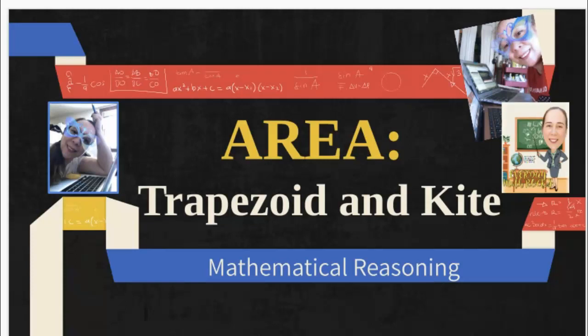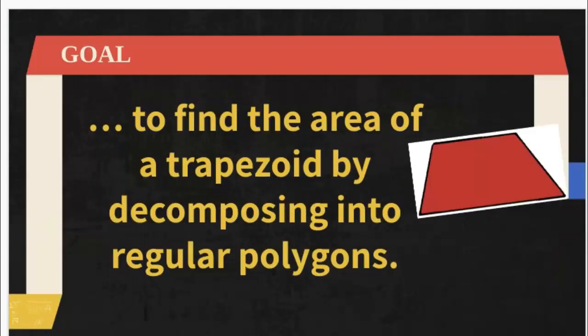Hello again, everybody. We're now working on the next lesson, area of a trapezoid and a kite. So our goal for today is to find the area of a trapezoid by decomposing it into regular polygons. Again, the word decomposing means break apart, put them into regular polygons. It's easier for us to solve it.